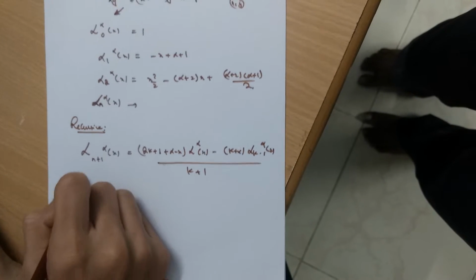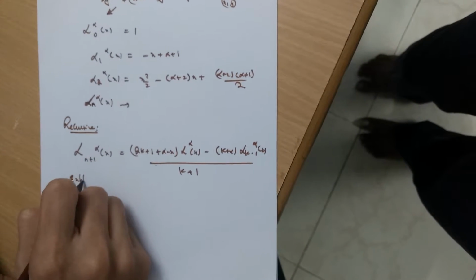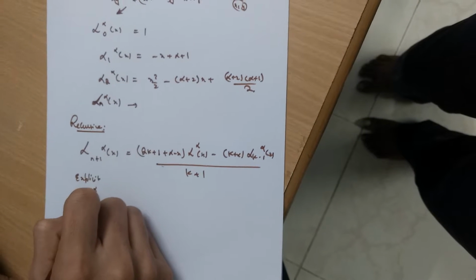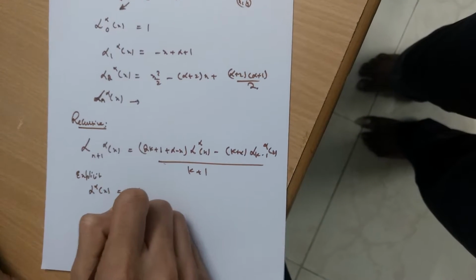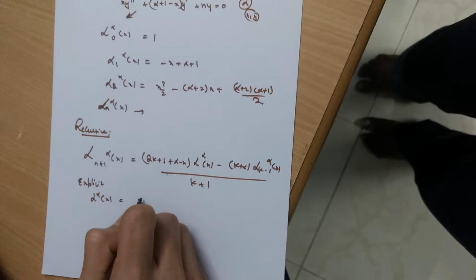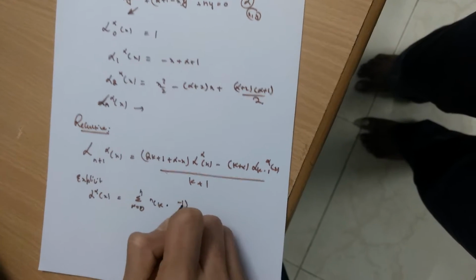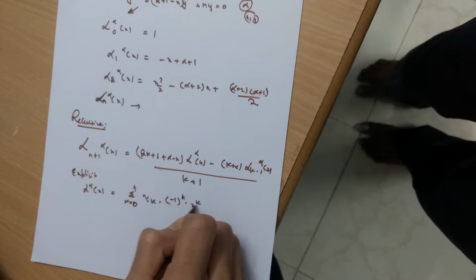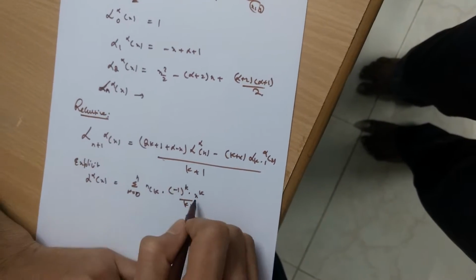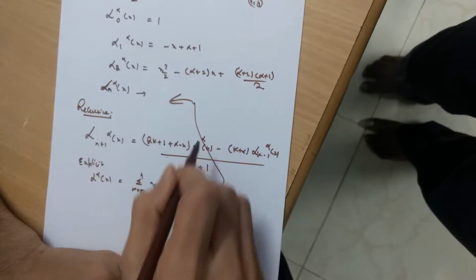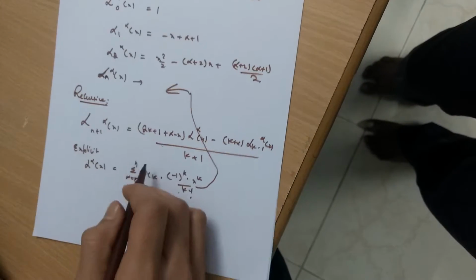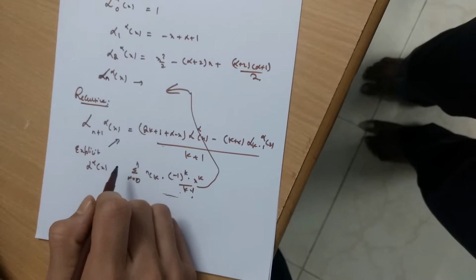And we also have an explicit method of getting L alpha n of x, which is nothing but the summation of k is 0 to n, nCk into (-1)^k into x^k by k factorial. Using this, we can get all L alpha n of x using this formula, and you can also use the recursive formula to get the various polynomials.